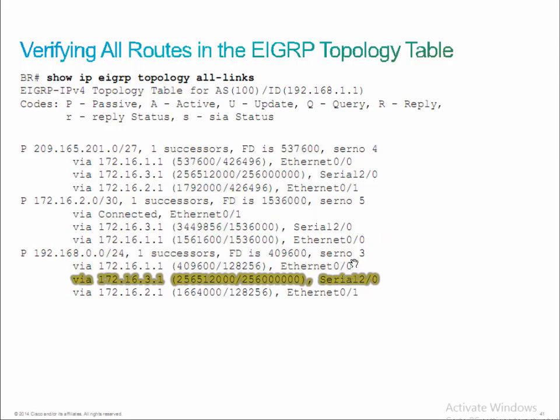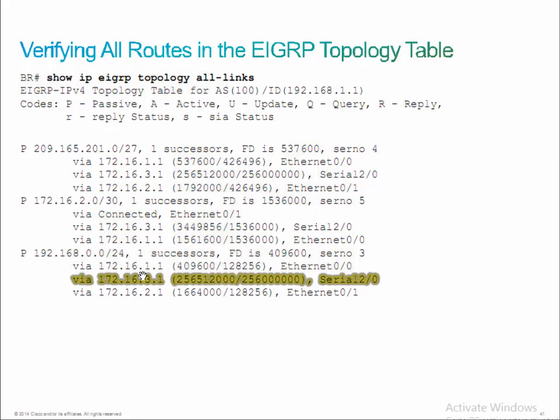No, I'm just showing you the slide, right? Because we already looked at all this stuff in the book. I mean, in the router. So this is the branch router. This is the command show ip eigrp topology all-links.